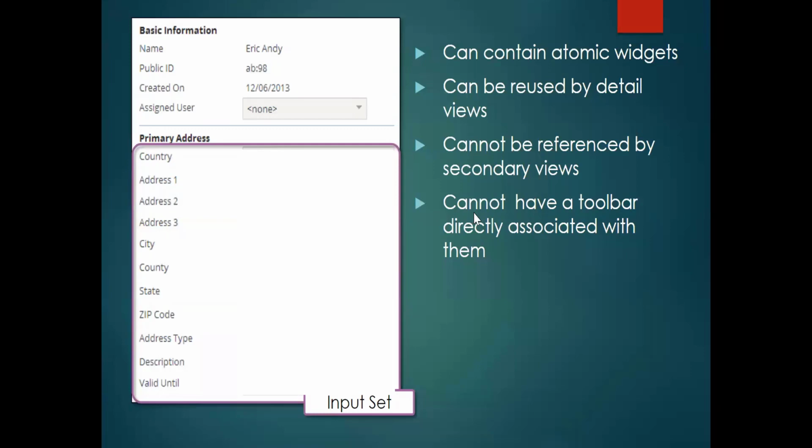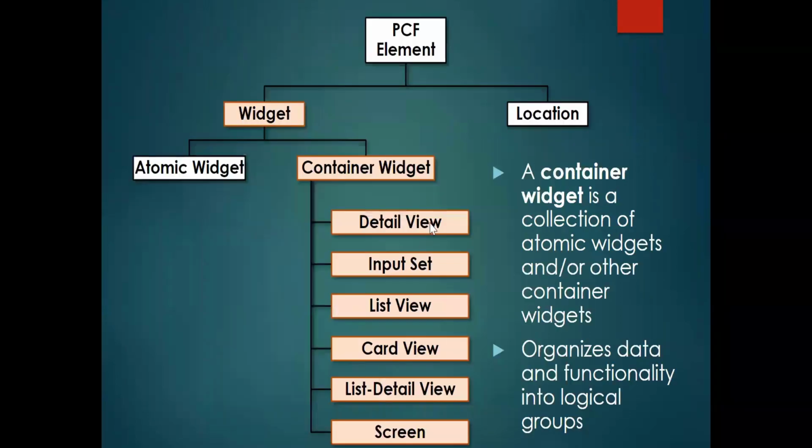As you can see here, it's written: cannot have a toolbar directly associated with them. Toolbar means edit buttons. So we cannot add edit buttons directly to the input set, and it cannot be referenced by the secondary views. So this can only be referenced to the primary view, that is detail view. These three are the primary views: list view, detail view. So it can only be referred to here. It cannot be directly referred to the screen. If we want to refer an input set to the screen, first we have to refer it to the detail view, then that detail view we have to refer to the screen.